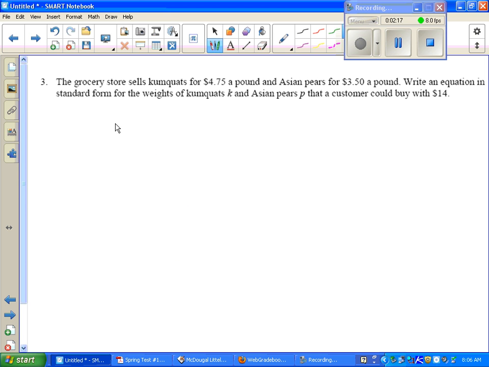Number 3 says the grocery sells kumquats for $4.75 a pound and Asian pears for $3.50 a pound. Write an equation in standard form for weights of kumquats K and Asian pears P that a customer could buy with $14. Okay, so your first one, $4.75 times K plus $3.50 times P equals $14.